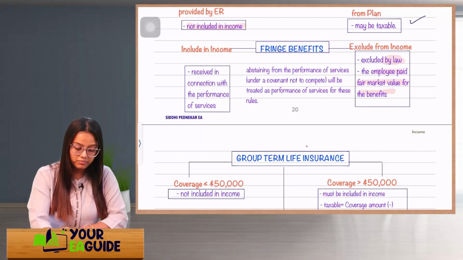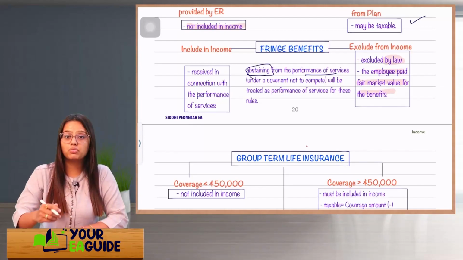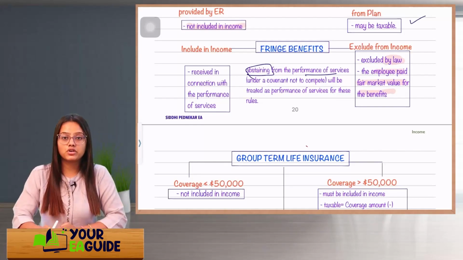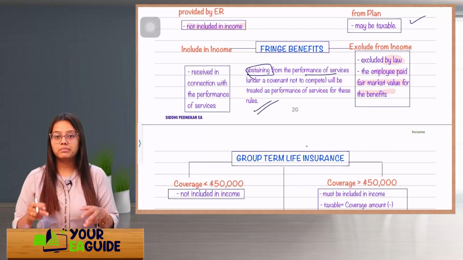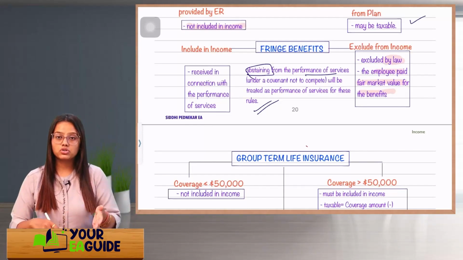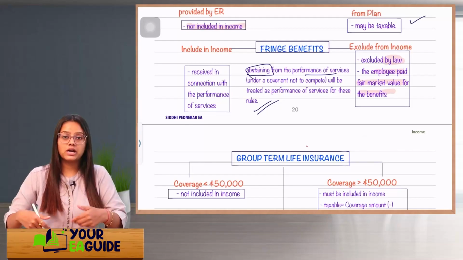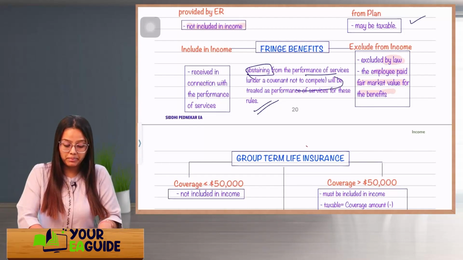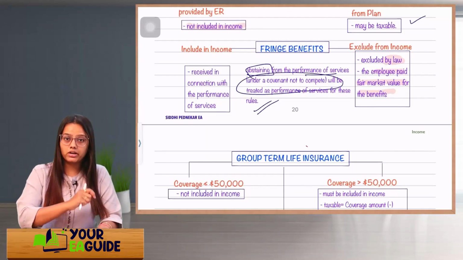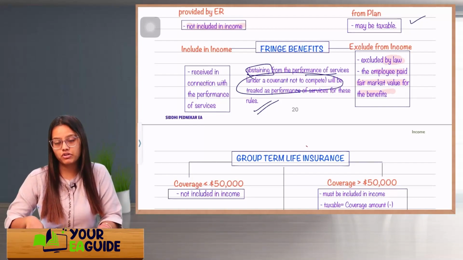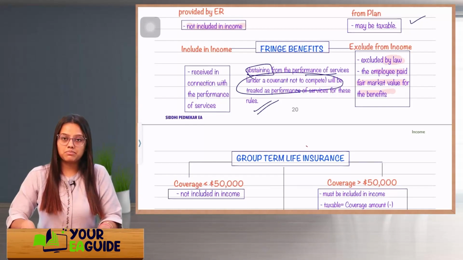Abstaining from performance of services under a covenant not to compete will be treated as a performance of service for these purposes. Okay, what do you mean by this? Simply, let's say you and your employer are working together. Now the employee wants to separate and start the same business which he was working on at the employer's place. So that is a non-compete covenant. The employer will pay a lump sum amount so that you are not going to perform the services in the same field, same industry. So when you receive that lump sum amount, it will be included in the income. It's not called a fringe benefit.